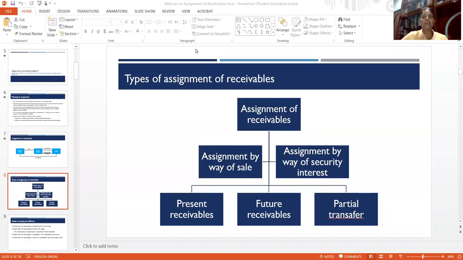If the contract by default is silent about it, every receivable is like a property. Like every property is transferable. Benefit from a contract is like property, it's a property right, and therefore that is also transferable.